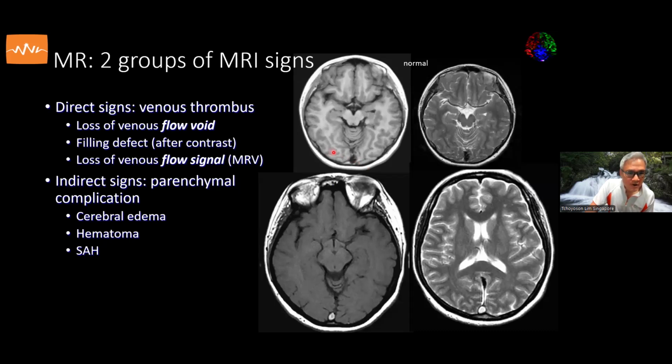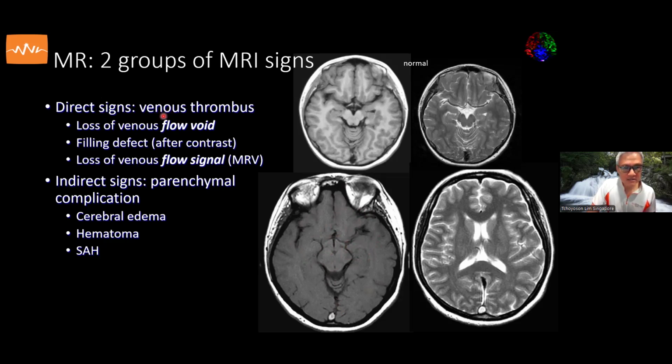There are two groups of MRI signs, and very often we are looking for the direct sign of the venous thrombus in the superior sagittal sinus. And here's an example of a T1 weighted and a T2 weighted image, both of which are normal. And here is an abnormal high signal intensity in the superior sagittal sinus, which is thrombosed. And this is very difficult to perceive because it is in the midline, and if we're not careful, we can miss this patient who has headache.